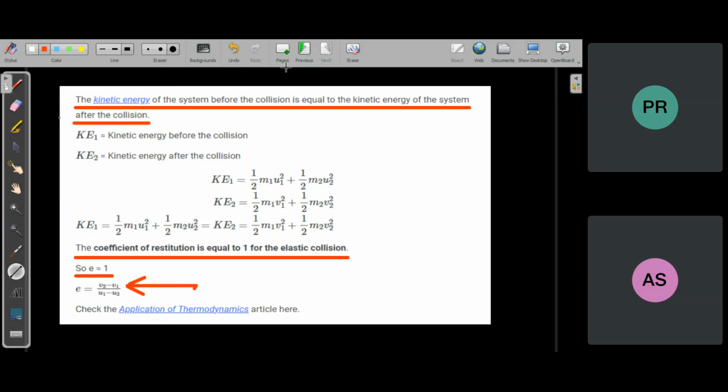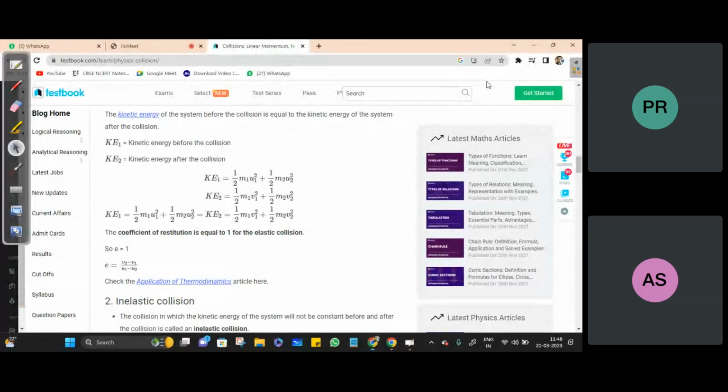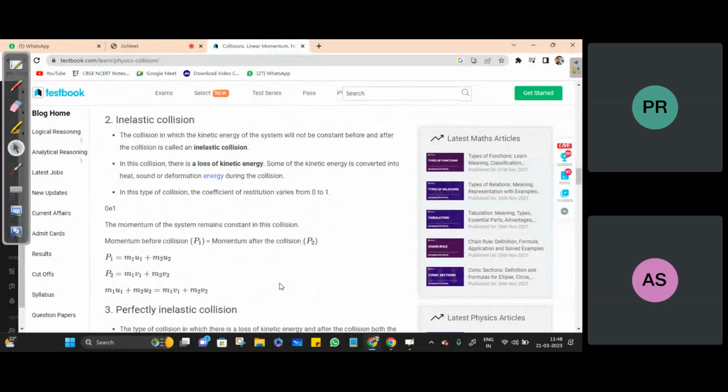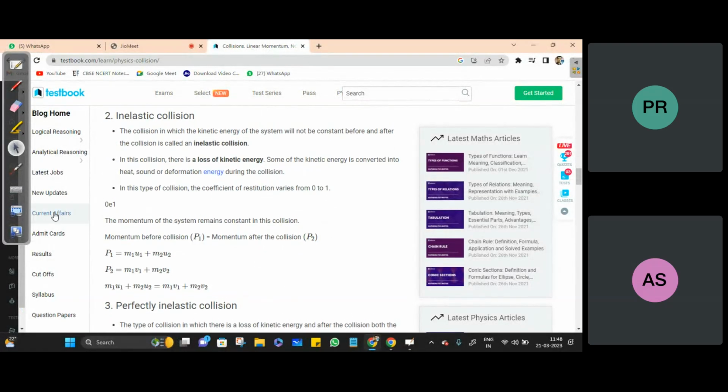Without mass. Okay. So whenever the question says that it is a perfectly elastic collision, you can also use e = 1. Or if the question says that e = 1, then you can understand that they are talking about a perfectly elastic collision.